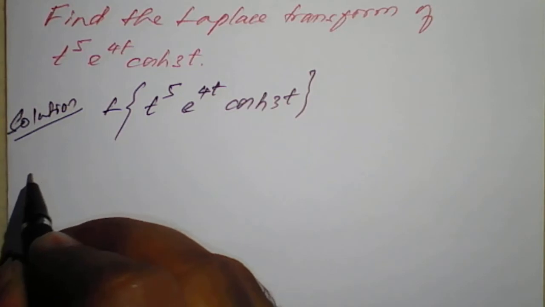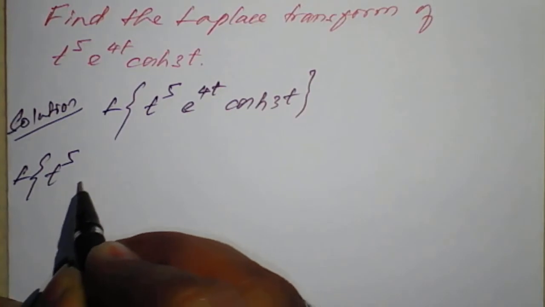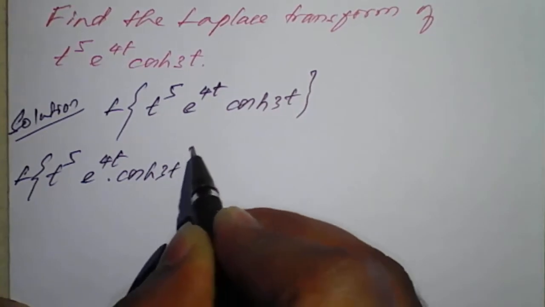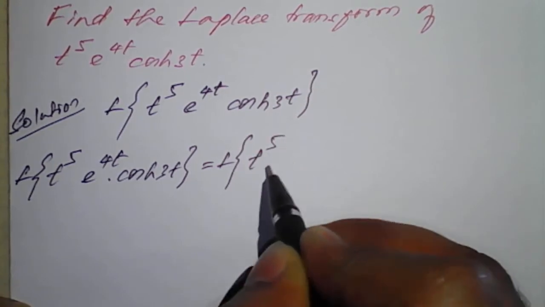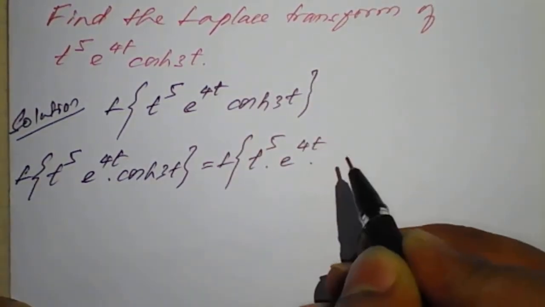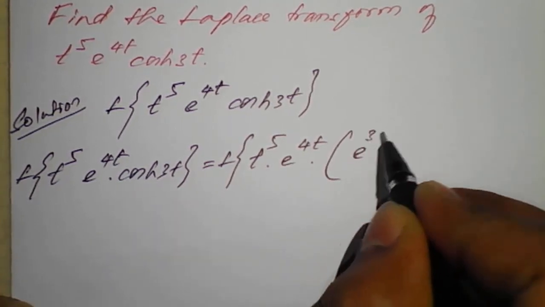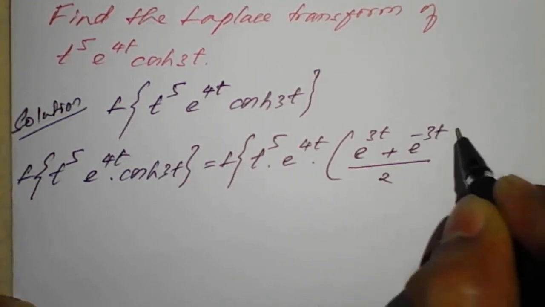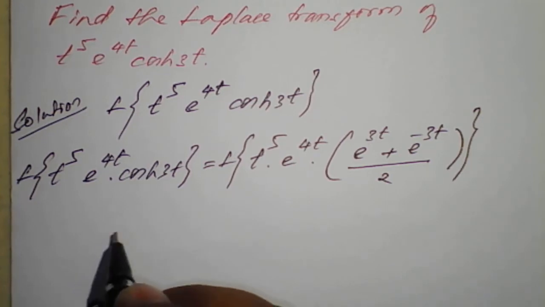So therefore, Laplace transform of t to the power 5 e raised to 4t into cos hyperbolic of 3t can be rearranged as Laplace transform of t to the power 5 e raised to 4t, which we will keep as it is, and we know that cos hyperbolic of 3t can be written as e raised to 3t plus e raised to minus 3t divided by 2. This is the expansion form of cos hyperbolic of 3t using trigonometric results.